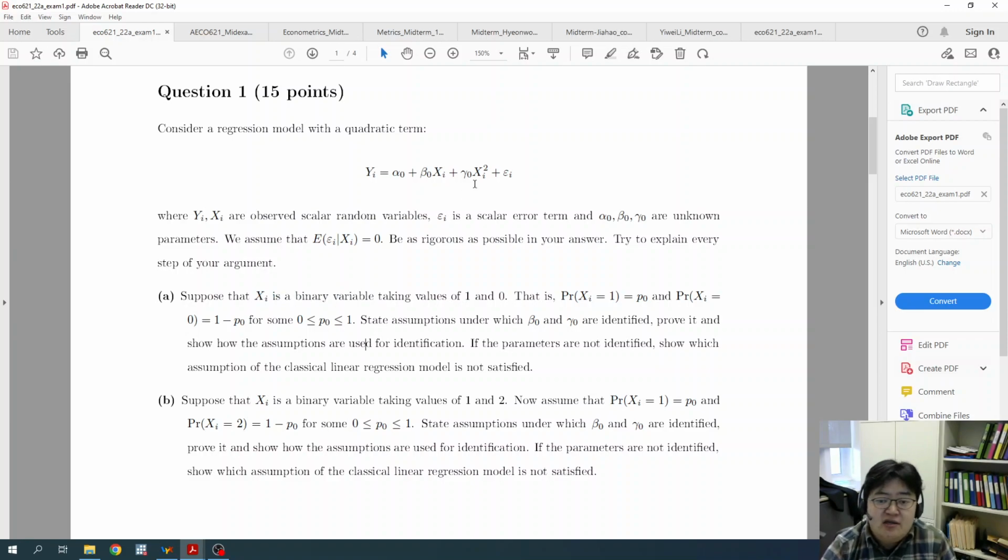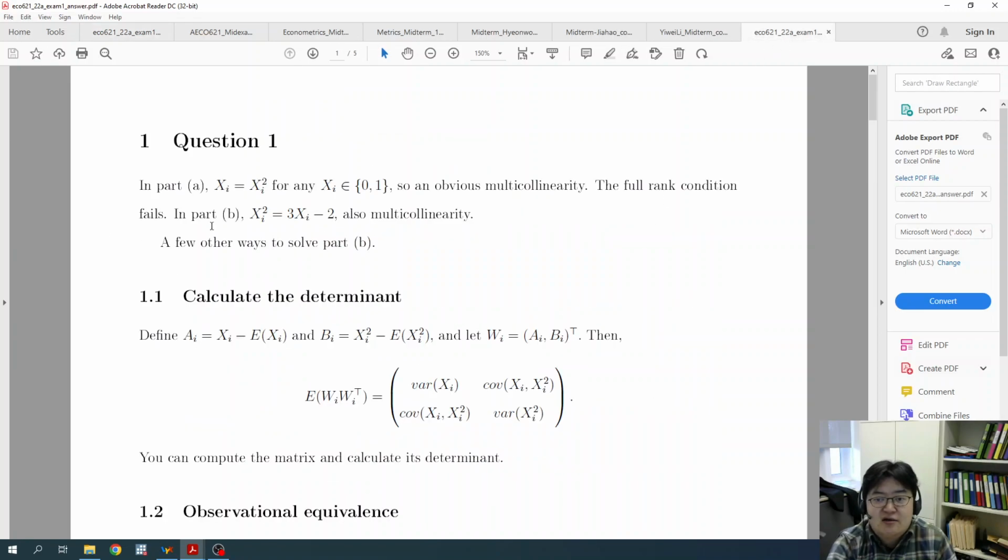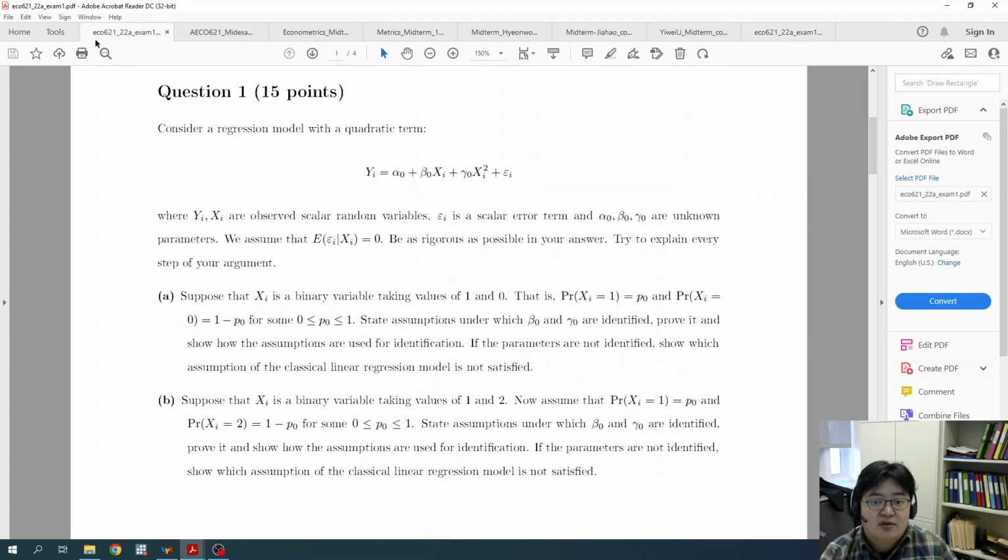X is binary. In part A, X is either 0 or 1. In this case, it's simple. At the end of the story, X equals X squared. There is nothing more you need. Obvious multicollinearity. So obviously it's not identified.